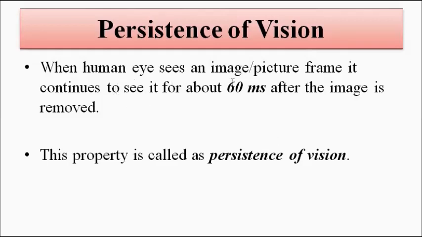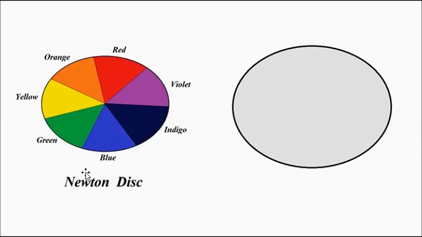So persistence of vision means that whatever image comes in front of the human eye, we continue to see it for 60 milliseconds after that image is removed. This property is exploited in the Newton disk.